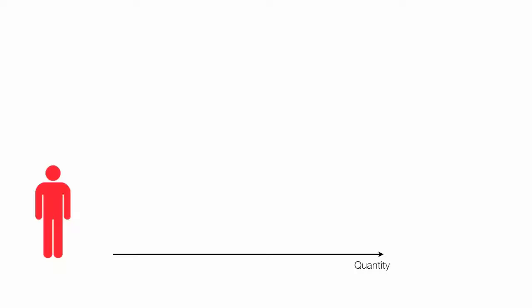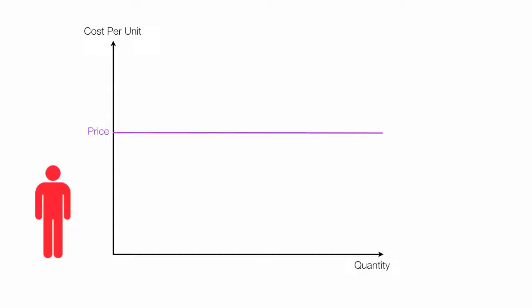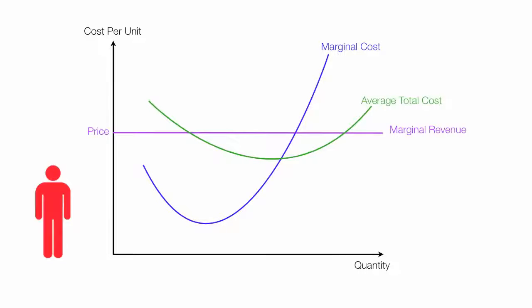I'm going to put quantity on the x-axis and cost per unit on the y-axis. And price is fixed for an individual supplier. And marginal revenue and price and demand are all the same thing. That's the marginal cost curve, the average total cost curve, and finally the average variable cost curve. A supplier will produce a quantity where marginal cost, MC, is equal to marginal revenue, or MR. That's where profits are maximized.